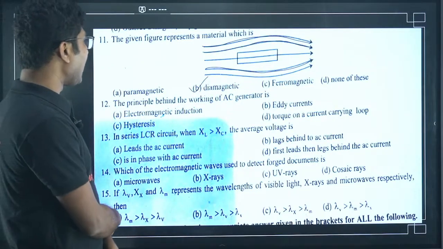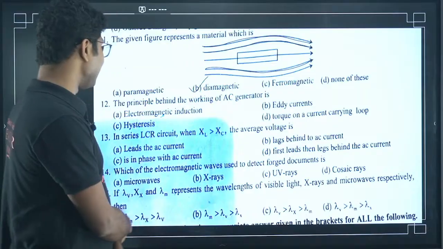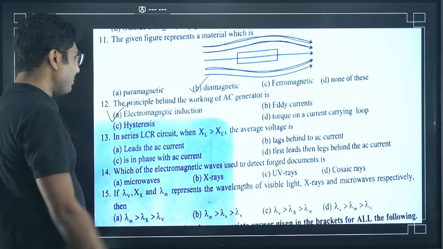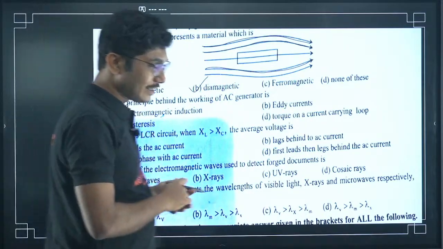The principle behind the working of an AC generator is electromagnetic induction. Very simple. This question also I discussed yesterday.